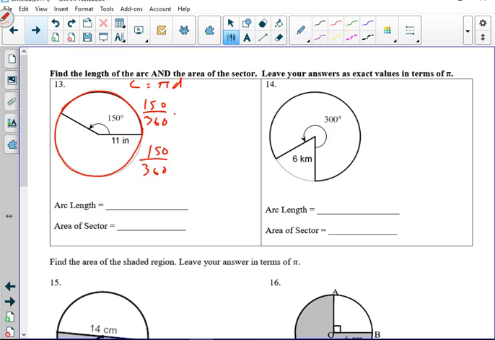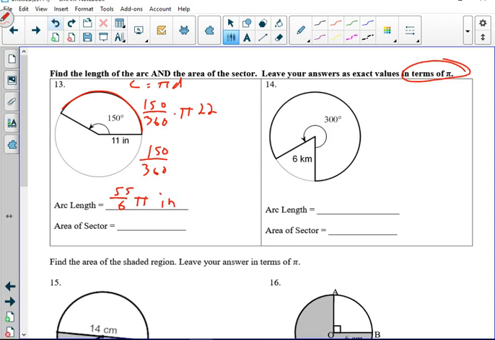And if we multiply the whole circumference by just the 150 over 360, we get just that section right there. So pi, and it says leave your answers in terms of pi, times the diameter, which is 22. And if we reduce that, it ends up being 55 over 6 pi inches.